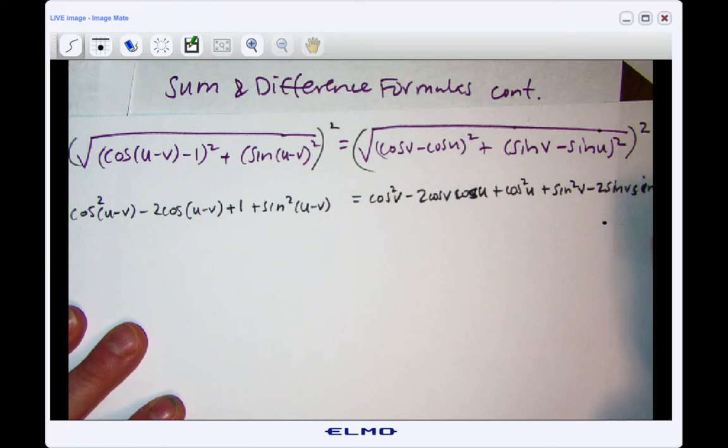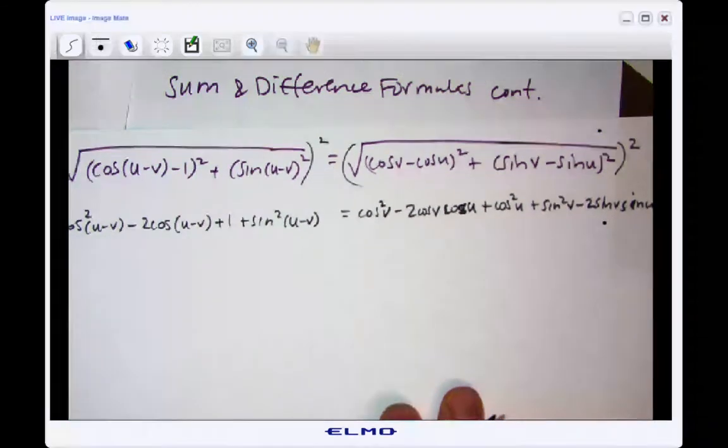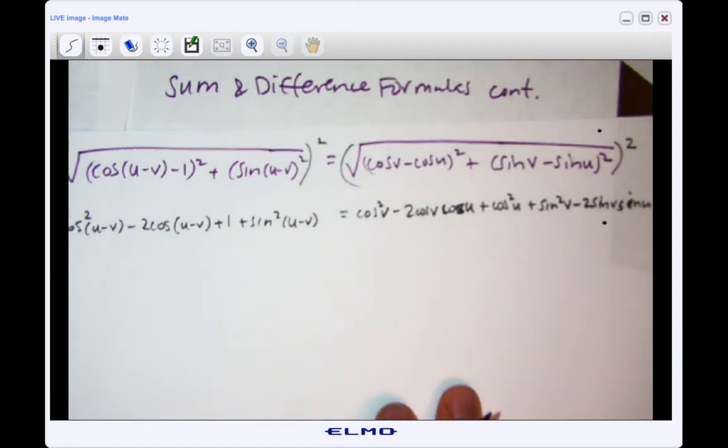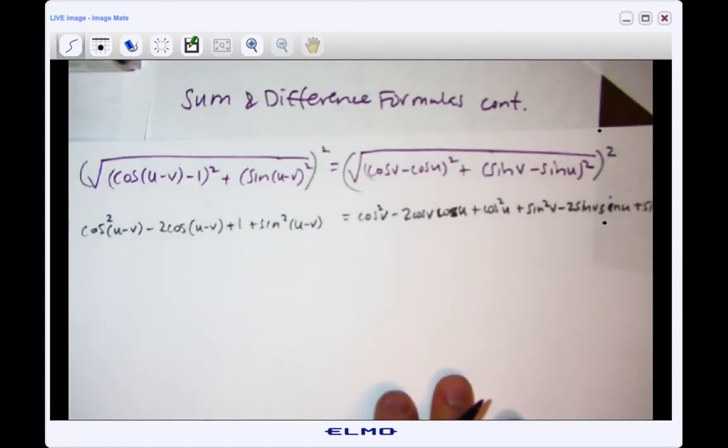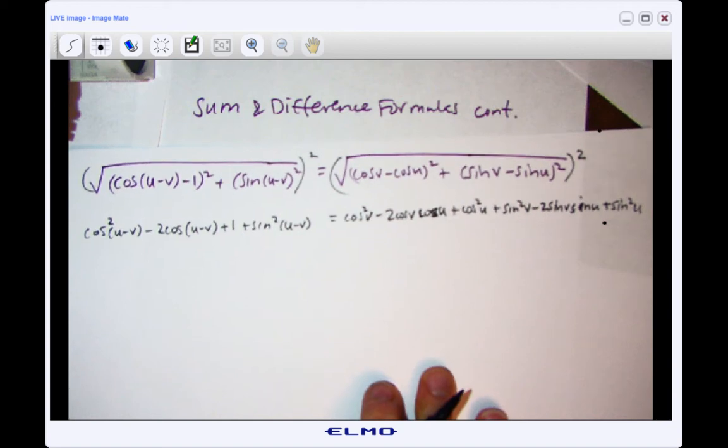plus sine squared u. And you can't see it because I'm zoomed in too much because I have this little tiny thing here. Let's see if we can get it in the shot. There he is. Okay, we'll zoom back in a second because actually I'm going to start combining stuff and making it a little bit easier to see.